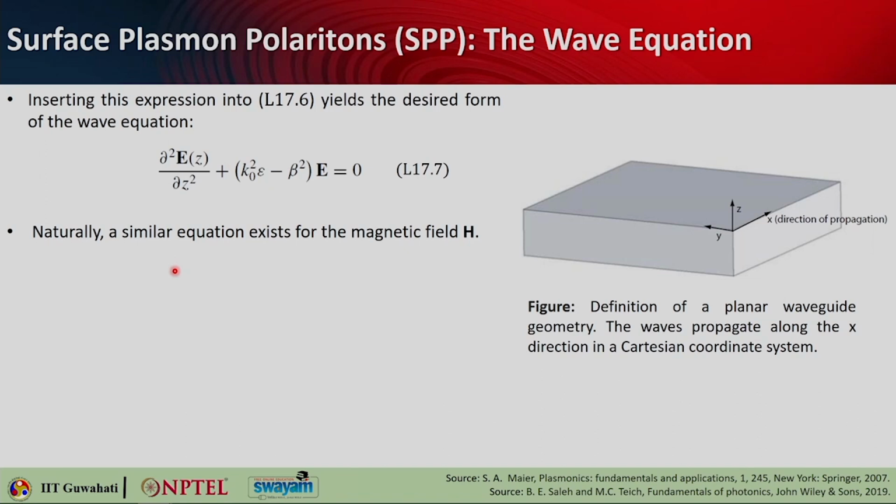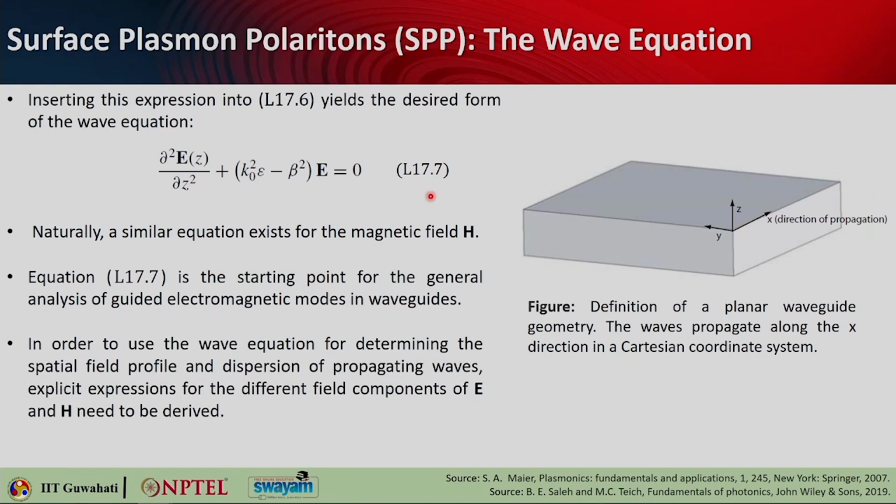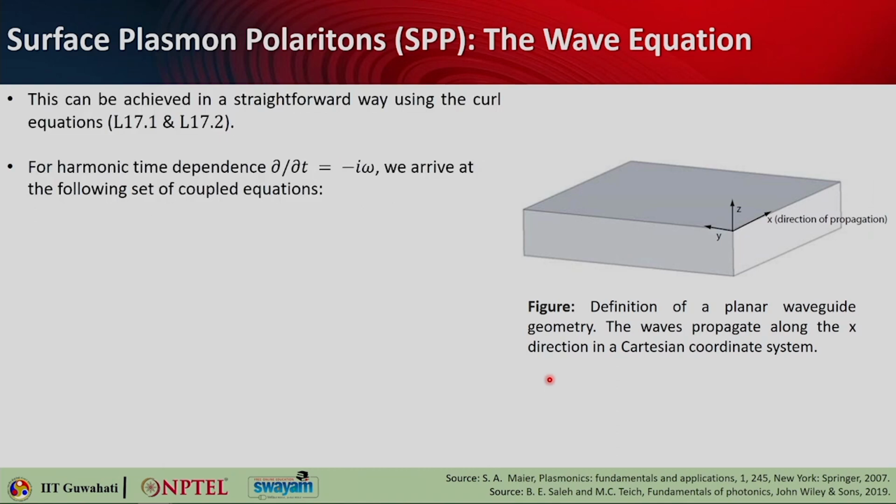Naturally, such an equation will also exist for magnetic fields, just with different directions. You can take this equation as the starting point for the general analysis of the guided electromagnetic waves in any waveguide. Now, in order to use the wave equation for determining the spatial field profile and dispersion of the propagating waves, explicit expressions need to be written for E and H, which is very important. This can be done in a very straightforward way.